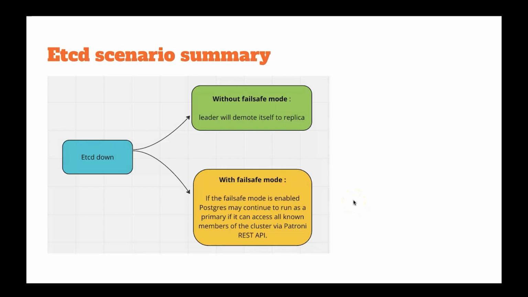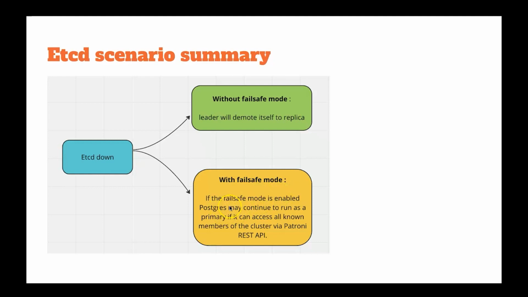So we have seen two scenarios for etcd failure. The one without failsafe mode, what happened there is the leader demoted itself to replica. So we had a three node cluster, one leader and two replicas. And when etcd was down, all the three became replicas because the leader demoted itself to replica. So that is a dangerous situation. And etcd health is very important, as you can see. Normally, when it cannot communicate with etcd, there's a retry timeout, and even after that, if it cannot, things like this can happen. But sometimes failsafe mode can be beneficial.